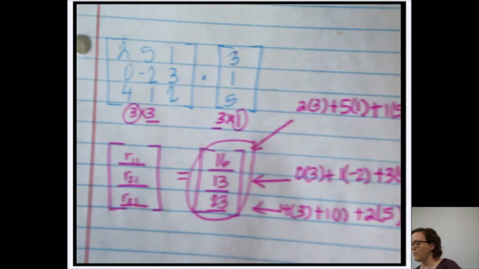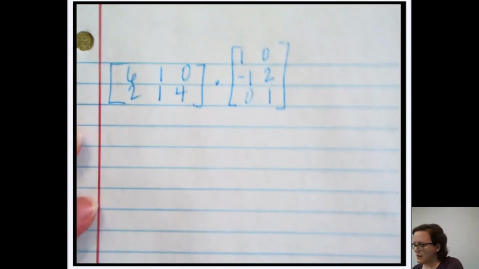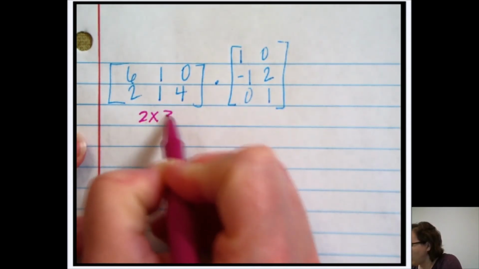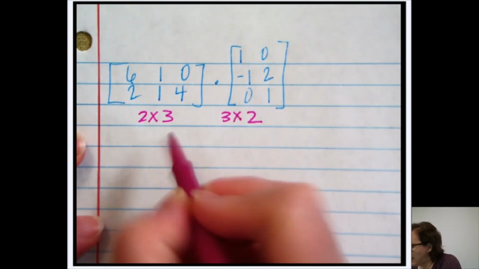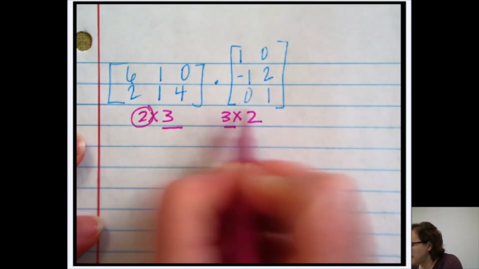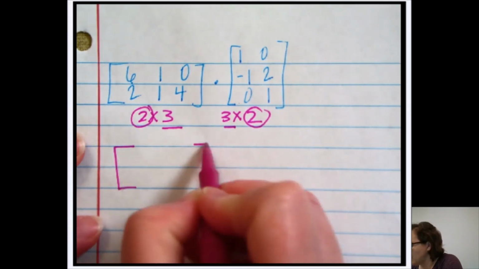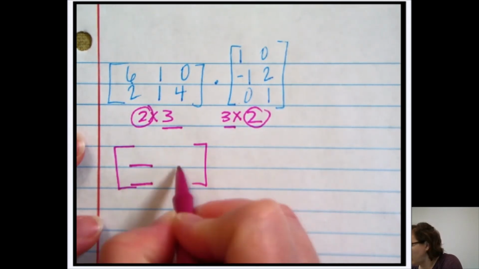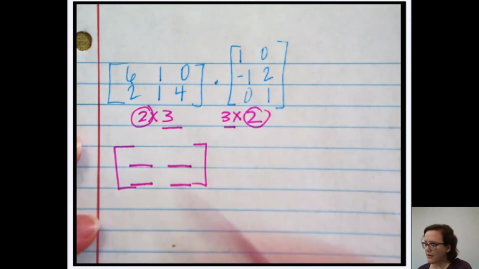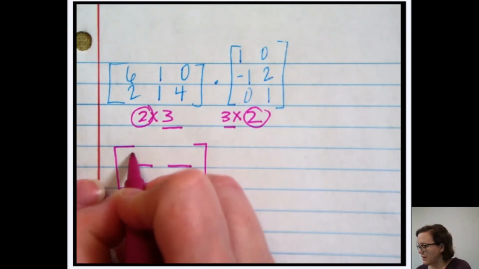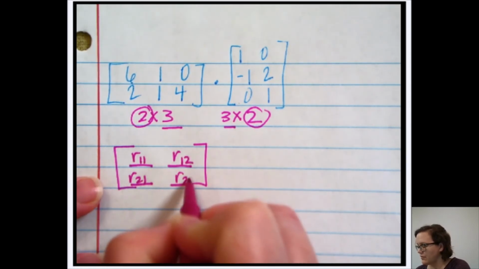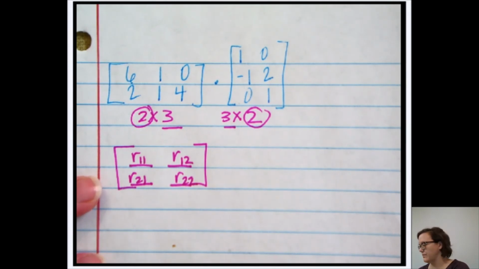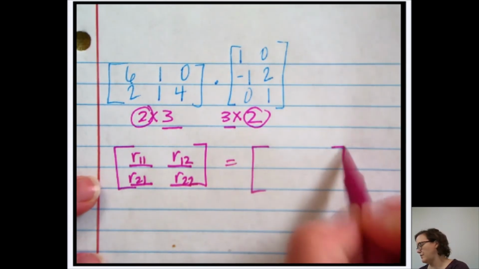And let's try one more. Okay. So here we have a 2 by 3, because 2 rows and 3 columns, and then 3 rows by 2 columns. We can do it because these match, and these end up giving us a 2 by 2. So 2 rows, 2 columns. So that's how I know how to fill that out. This is R11, R12, R21, R22. So we have 4 elements to find.